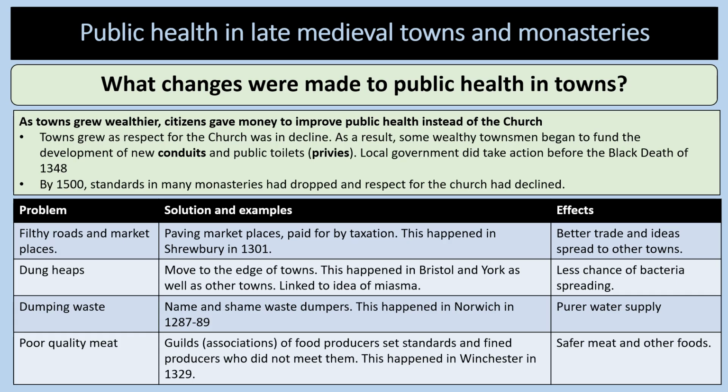In terms of dumping waste, name and shaming waste dumpers, that happened in Norwich in 1287 to 1289, and that improved water supplies. And then in terms of poor quality meat, we talked about how there was the problem of selling rancid meat pies. Guilds, which are associations representing different trades, guilds of food producers set standards and fined producers who did not meet them. This happened in Winchester in 1329, leading to safer meat and safer food.